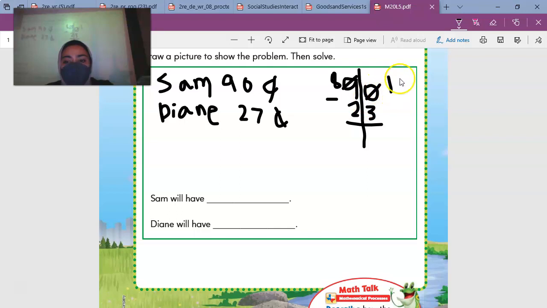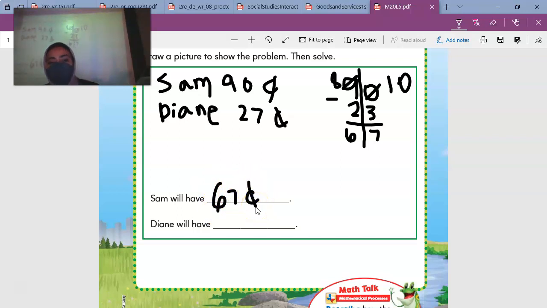67. Very good, 67. Let's go. Guys, 0 becomes a 10. 10 take away 3 is 7. 8 take away 2 is 6. So, Sam will then have 67 cents because Sam just gave 23 away.